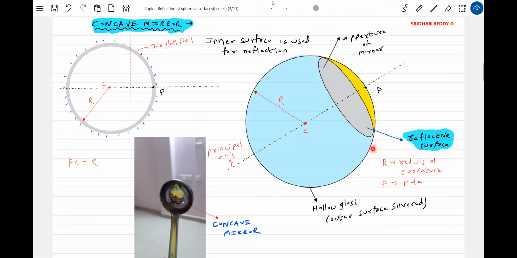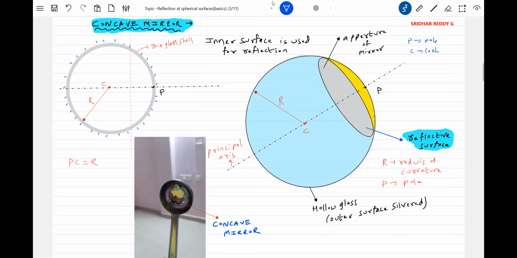When I cut it, the inner surface will be available for reflection. So this particular structure, not this hollow glass, this part of the hollow glass, will become a concave mirror. This reflective surface will become a concave mirror. Again, what is P? We'll call it the pole.